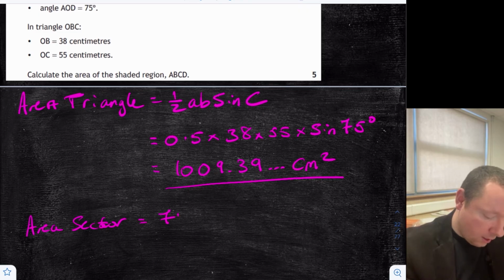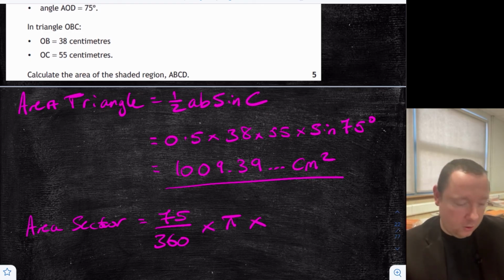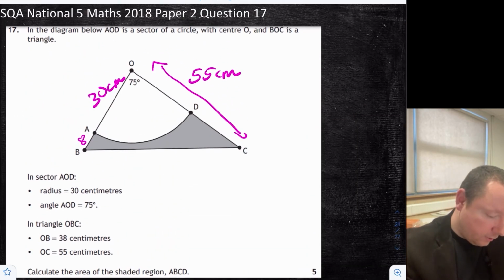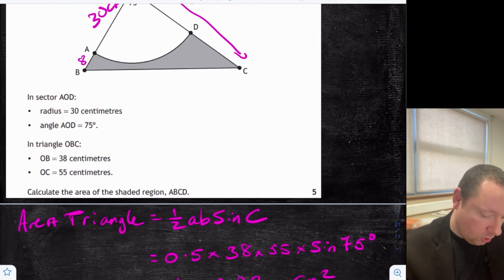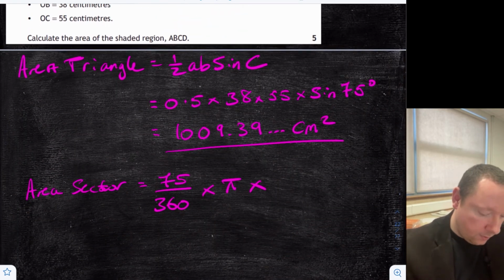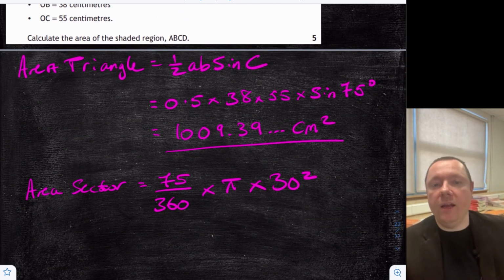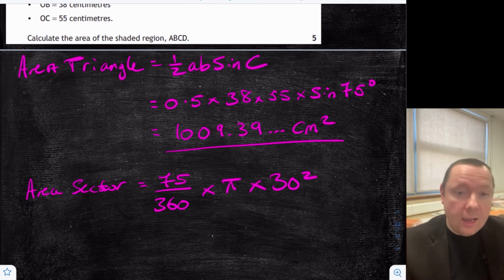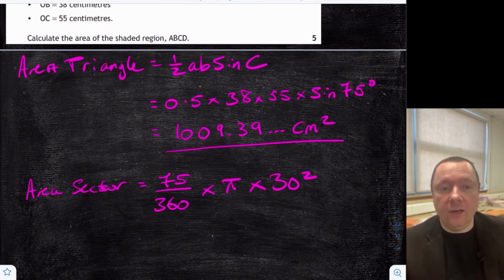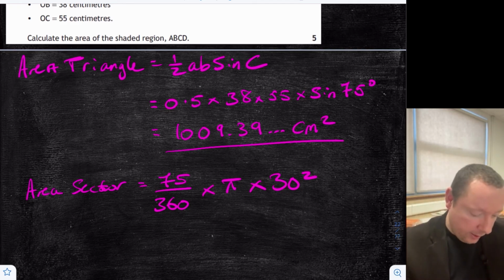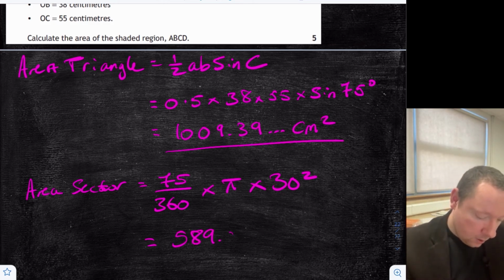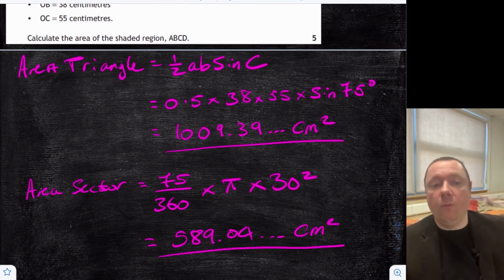is our angle out of 360 times pi times, and we need to identify our radius, so let's go back up. The radius is just 30 centimetres, so it's 30 centimetres squared. So you get a mark there for identifying your fraction, and you get a mark for writing down fraction times pi times 30 squared. And if you work it out in a calculator, you get 589.04 centimetres squared. So far we have got 3 marks.